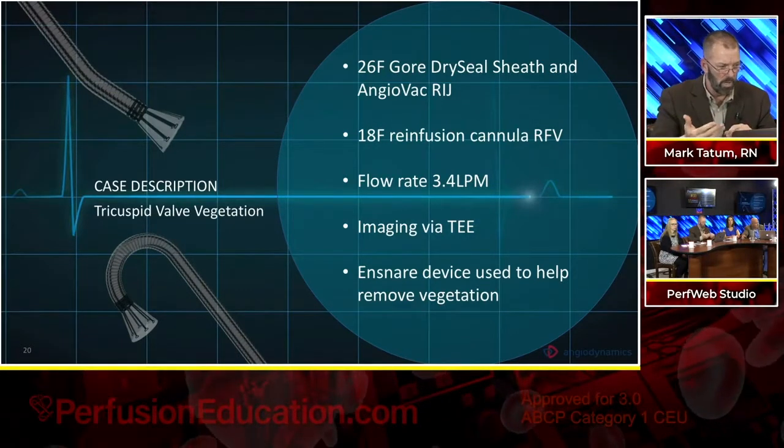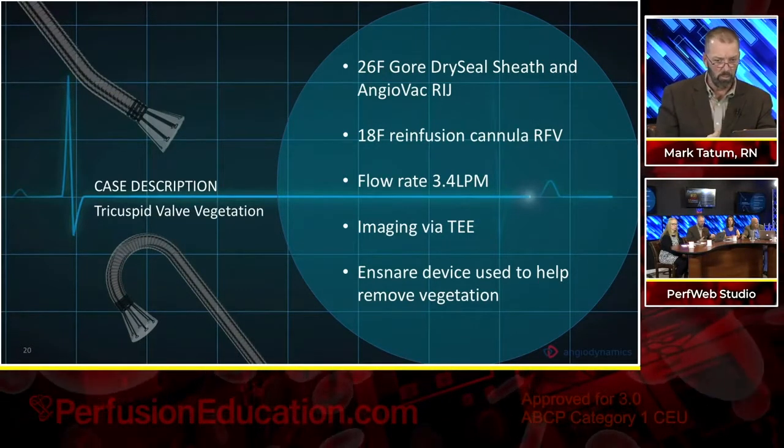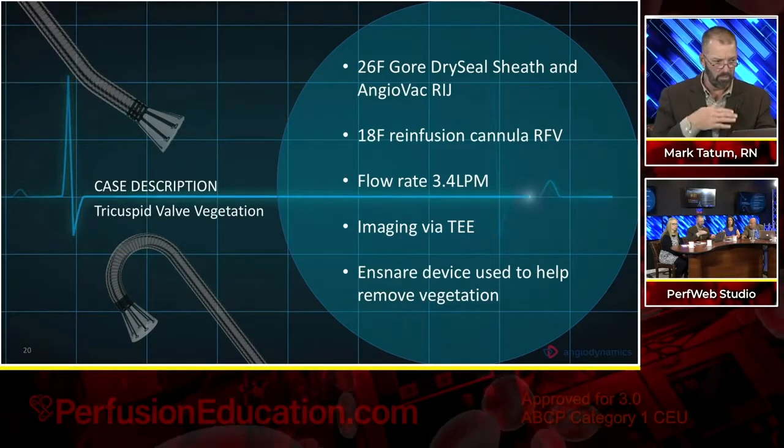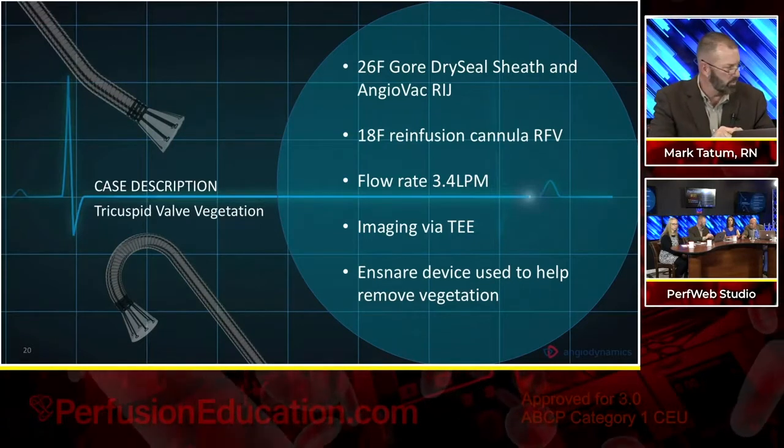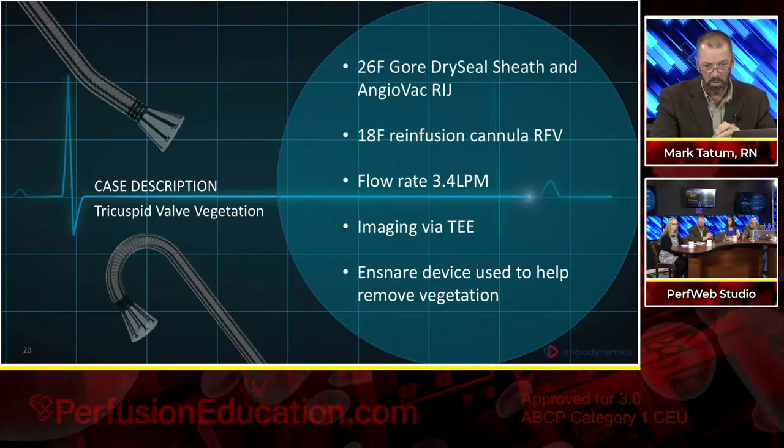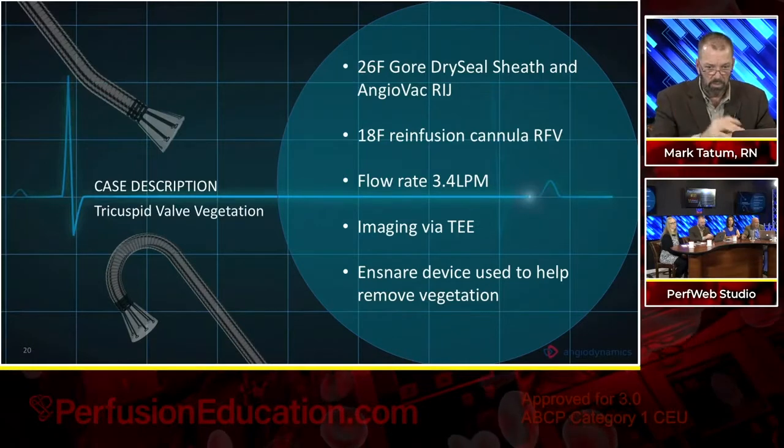In all other cases, if they happen in the SVC, then we like to approach from the femoral up. If it's in the IVC-RA junction and down, we like to approach from the IJ. And the reason is because we always want our device to be in a position of embolic protection. That makes perfectly good sense.